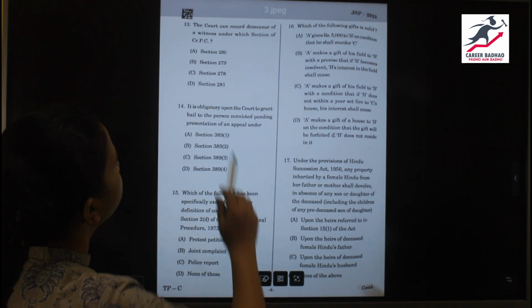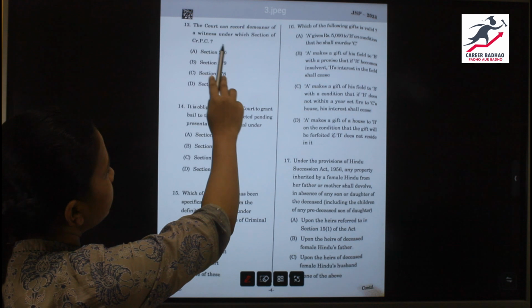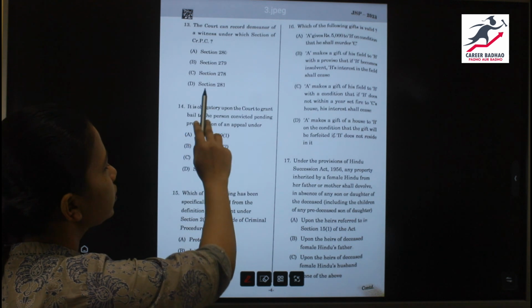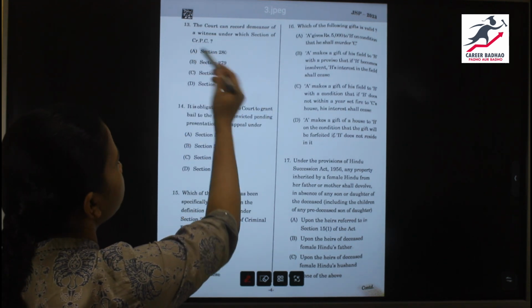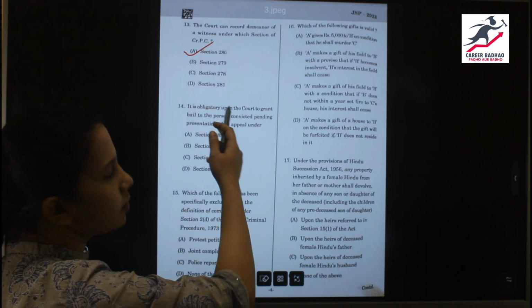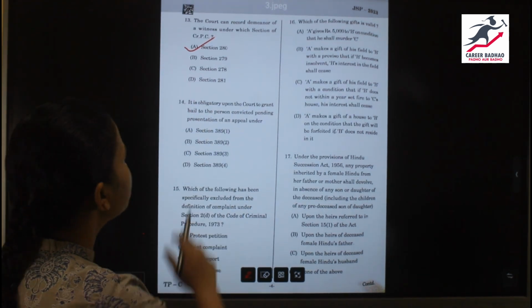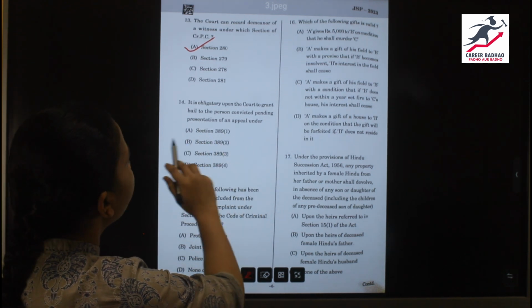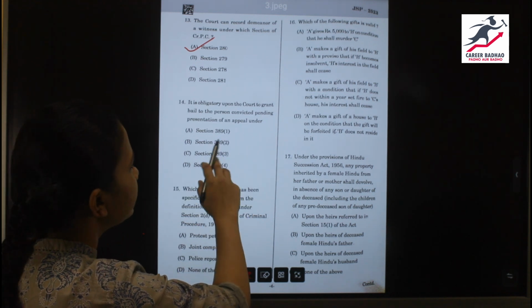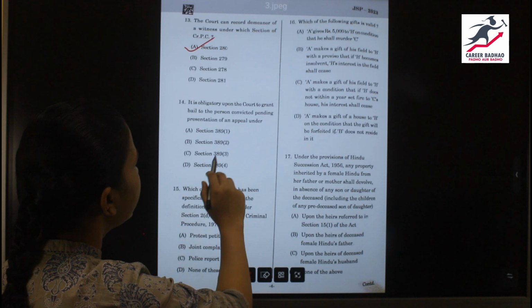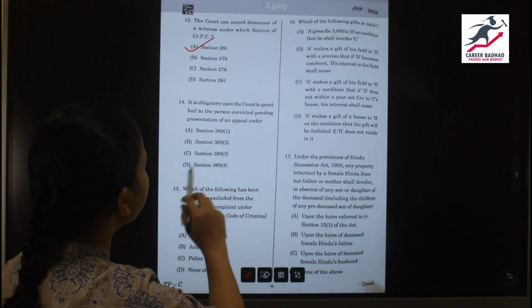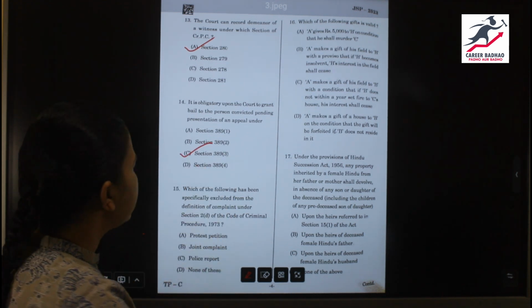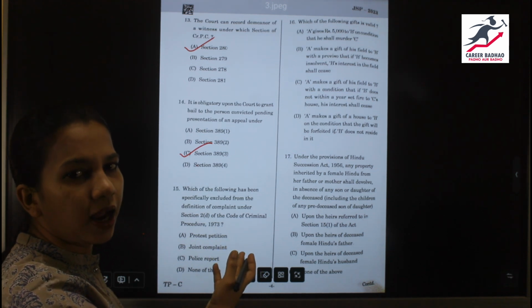Okay, now let's start with question number 30. The court can record demeanor of a witness under which section of CRPC? Section 280, Section 279, Section 278 or Section 281. So this is also a direct question, section-based question. The correct answer is option number A. Let's move to question number 40. It is obligatory upon the court to grant bail to the person convicted pending presentation of an appeal under 389 subsection 1, 389 subsection 2, 389 3 or 389 4. Here the correct answer is option number C, that is Section 389 subsection 3. Recently Rahul Gandhi also obtained bail under this section.